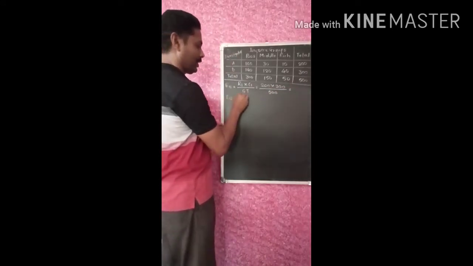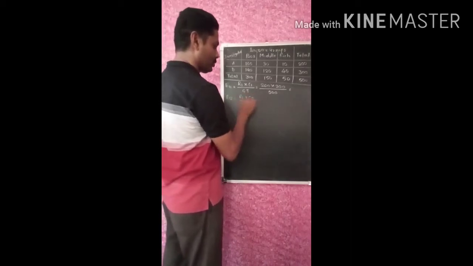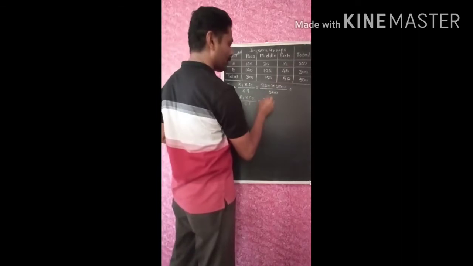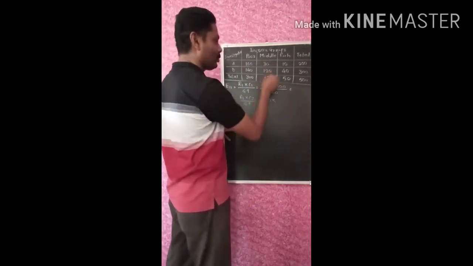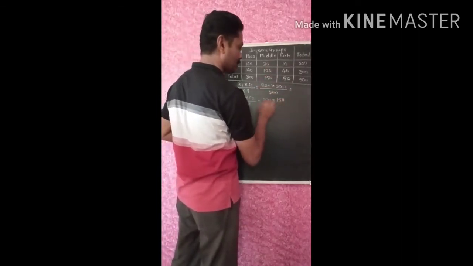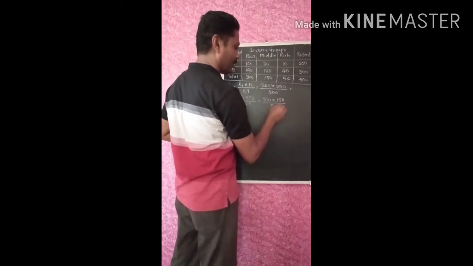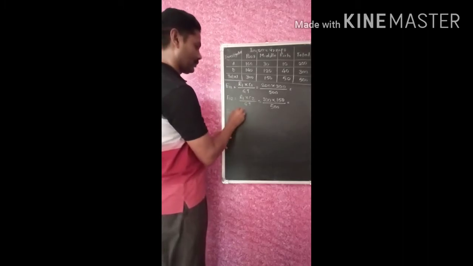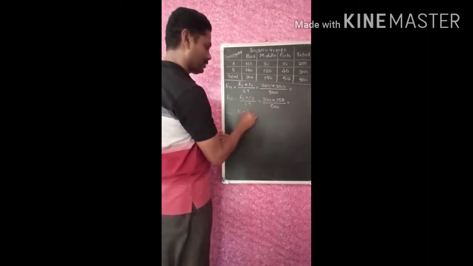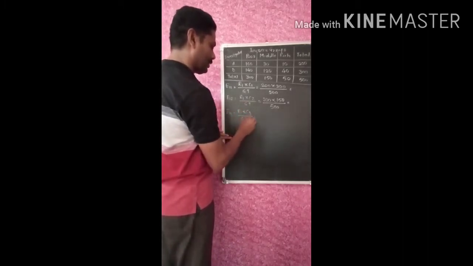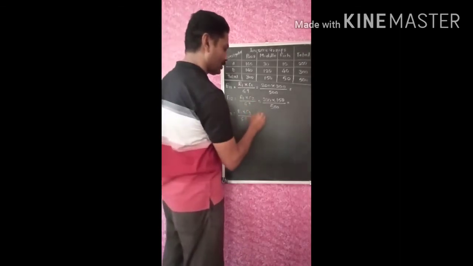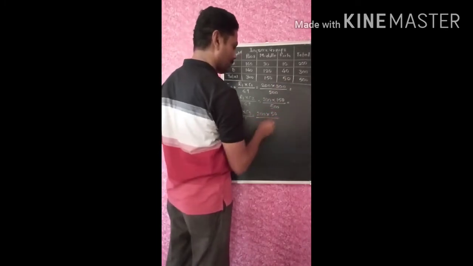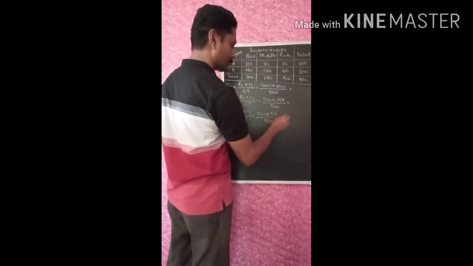E12, R1 into C2 divided by grand total. R1 first row total 200, second column total 150, divided by grand total 500. E13, R1 into C3 divided by grand total. First row total 200, third column total it is 50, divided by 500.